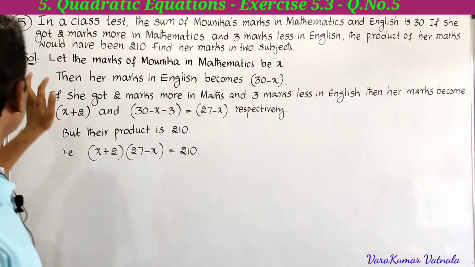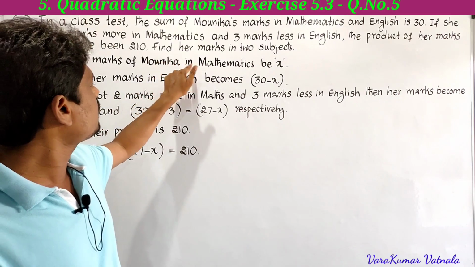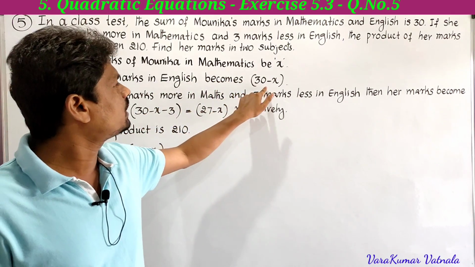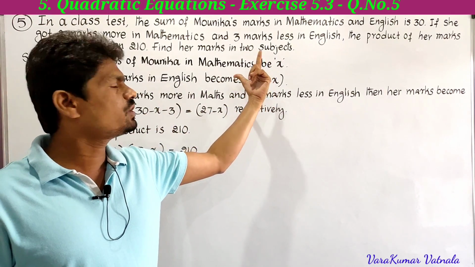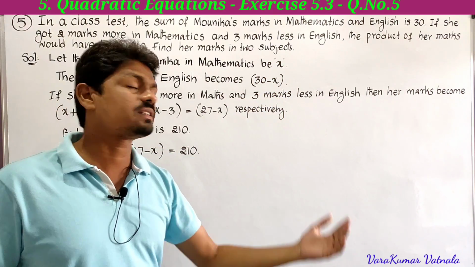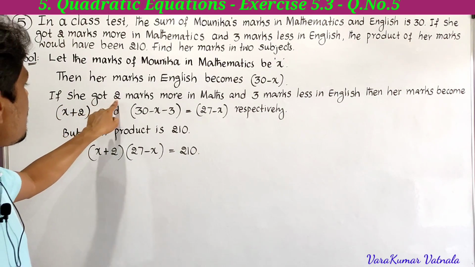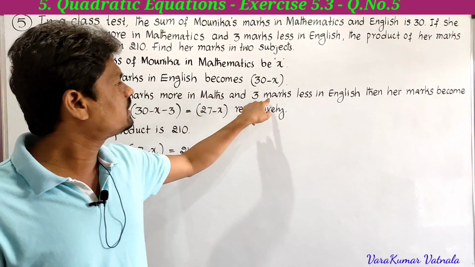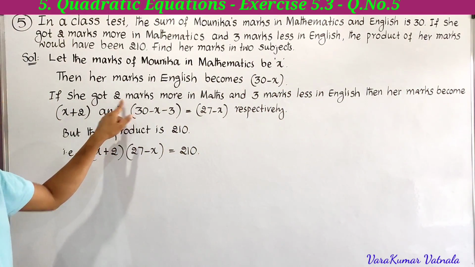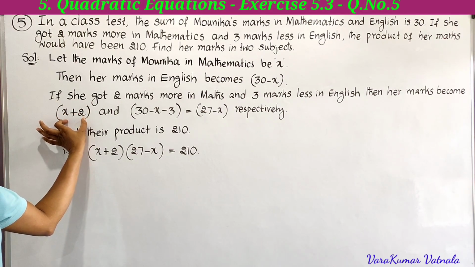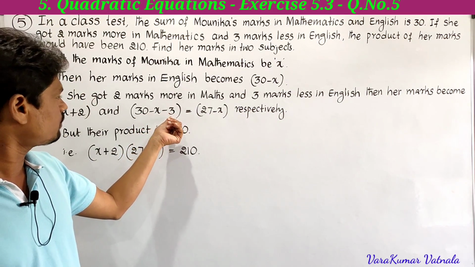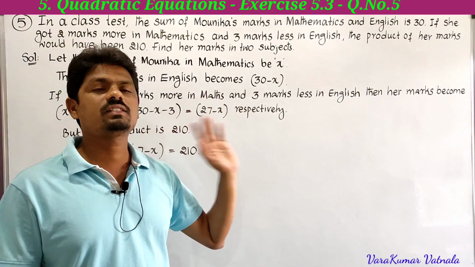See here how we can write. Let the marks of Monika in mathematics be x. Then her marks in English becomes 30 minus x. Why? Since the sum of the marks in these 2 subjects is 30, if one is x, the other becomes 30 minus x. And also he is saying that if she got 2 marks more in maths and 3 marks less in English, then the marks in maths becomes x plus 2, and the marks in English becomes 30 minus x minus 3, that is 27 minus x.